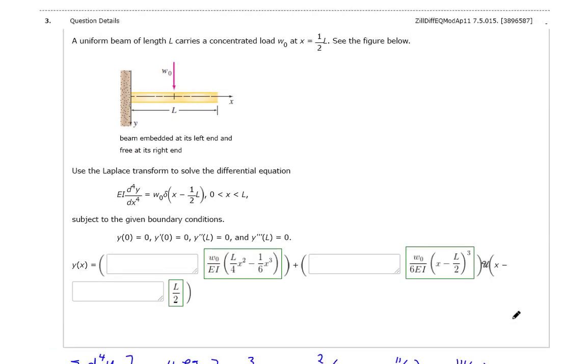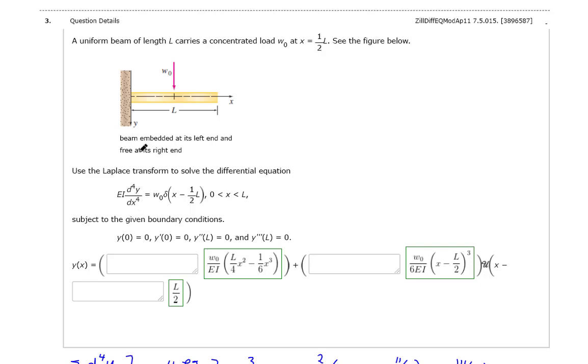Question 3, we have a beam of length L. This is represented along the x-axis. y of x is its vertical deflection. We're going to put a concentrated load right here in the middle at L over 2, and the load is W0. So, what happens? We model this as a fourth order differential equation.